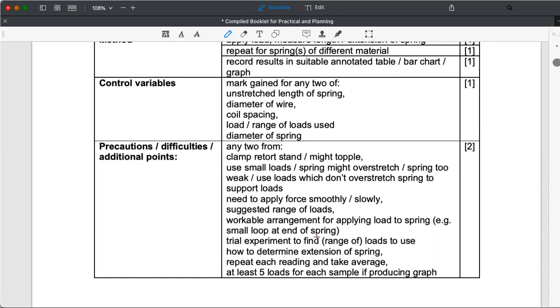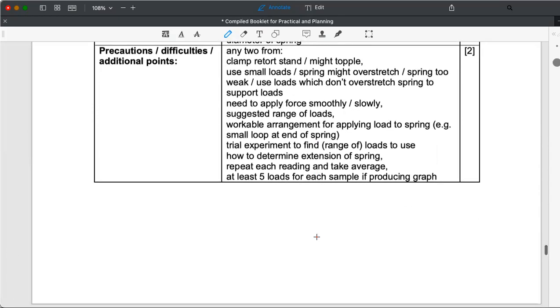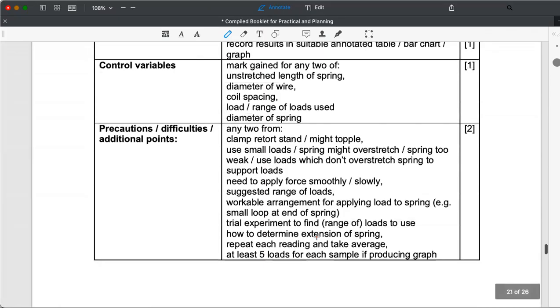You also need to make sure that the clamp on the retort stand that holds the spring is in a perpendicular orientation, 90 degrees to the retort stand. Take at least 5 readings if you produce a graph. Okay, so that's about it.